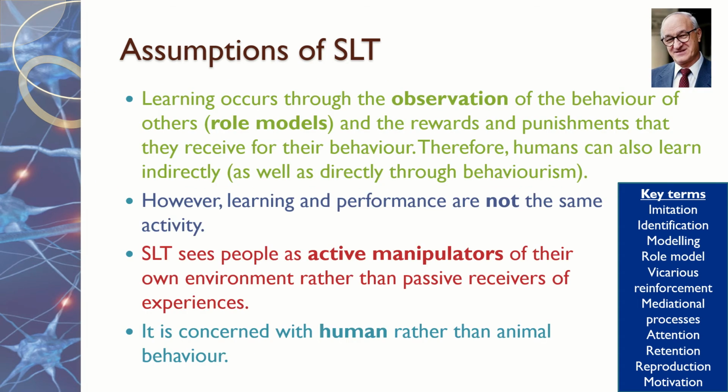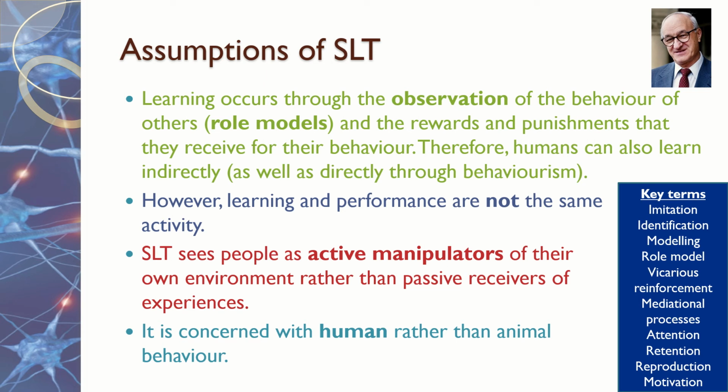So as he said that learning occurs through observation, and in particular, we observe people who we see as role models. These role models are most likely to be someone older than us. It could be our parents, older family members, friends, people on TV, and the rewards and punishments that they receive allow us to know whether we're going to copy that behaviour or not.